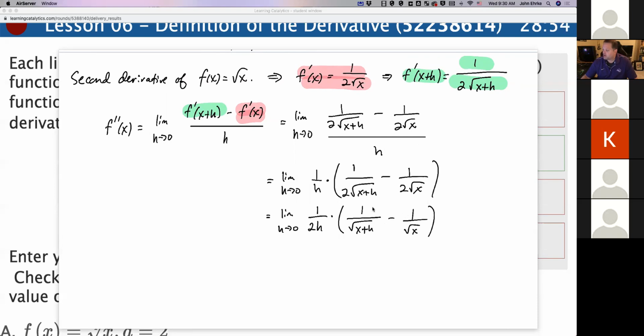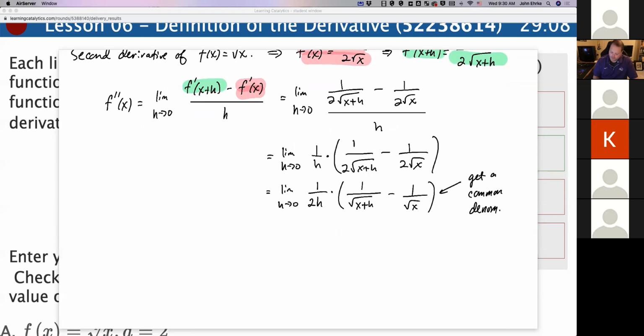But I've seen this before where we have a fraction minus or plus another fraction, and the technique is to get a common denominator. So I'm going to start off here and I'm going to get a common denominator. So this will be the limit as h goes to 0, 1 over 2h. The way I do common denominators is you cross multiply and then you multiply across. So cross multiplying gives you square root of x minus square root of x plus h. And then if you multiply across the denominator, you get square root of x plus h times square root x.